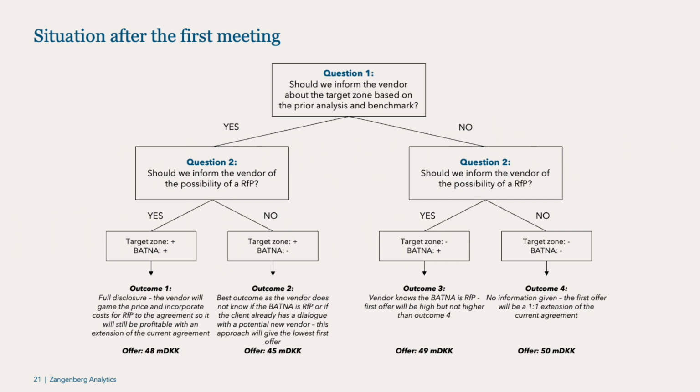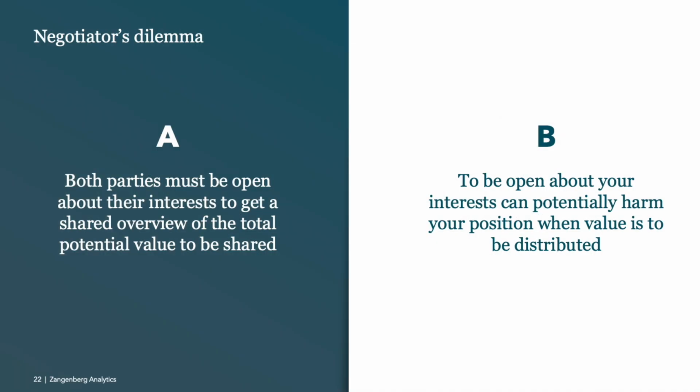Because it is very likely for Clara to believe that I have a proposal on my table from one of her competitors, which would be much worse than going into an RFP. But this is a dilemma that many negotiators face. It's called the negotiator's dilemma.